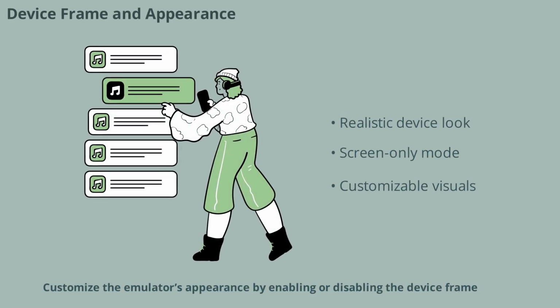Customize the emulator's appearance by enabling or disabling the device frame. This lets you see your app as it would appear on a real device or focus on just the screen content. Adjust these settings in the Device Manager for each AVD.